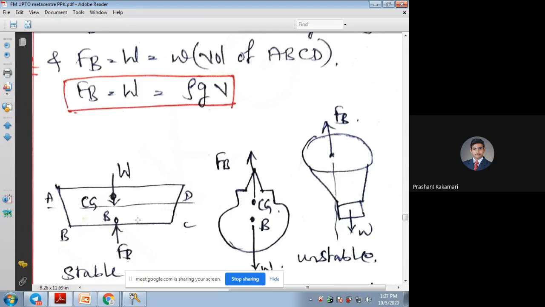The volume of the liquid displaced has a center. This is the buoyancy point, and the force acting is FB. If this force is more, the body can float. If the force due to buoyancy is less than the weight of the ship itself, then the ship will sink. Yes or no?